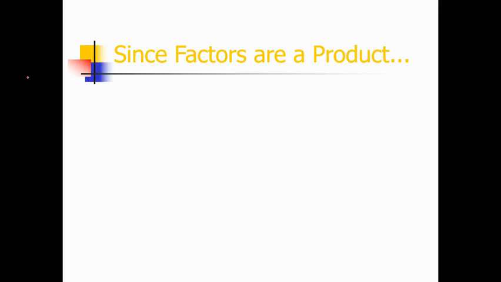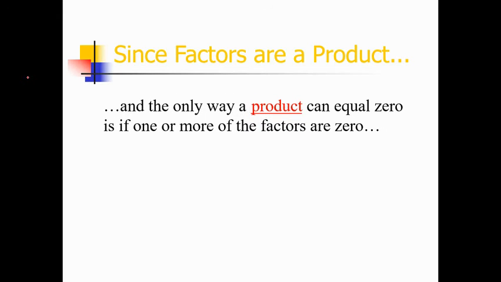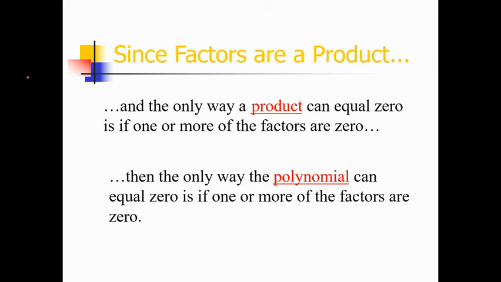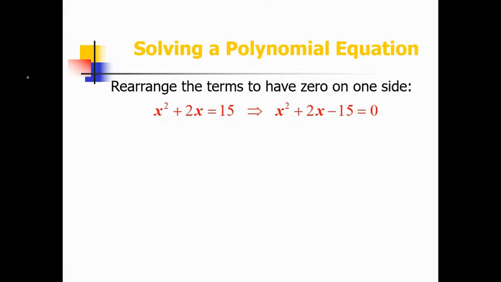Since factors are a product, and the only way a product can equal 0 is if one or more of the factors are 0, then the only way the polynomial can equal 0 is if one or more of the factors are 0. So if we rearrange the terms to have a 0 on one side, such as x squared plus 2x equals 15, if we move that 15, giving us x squared plus 2x minus 15, this is how polynomials have been presented to you. This is a quadratic equation.